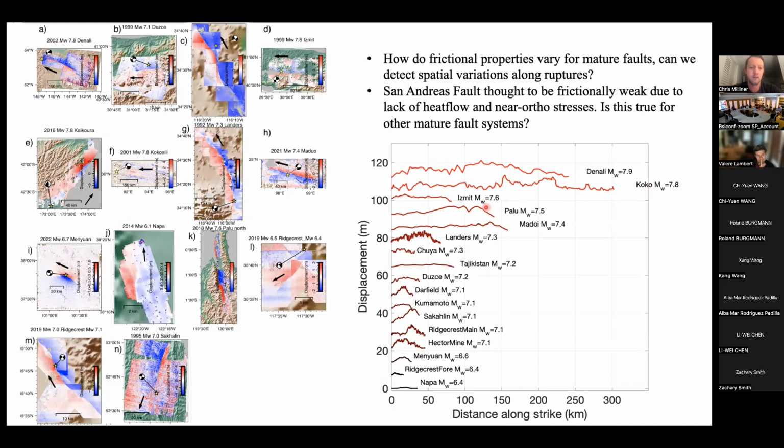So the next thing we want to try and look at is how the friction may vary for these more mature fault systems. So are they weaker, which is something that's thought to apply to the San Andreas fault, because there's a lack of a heat flow signature, which is thought to indicate a weak fault surface.